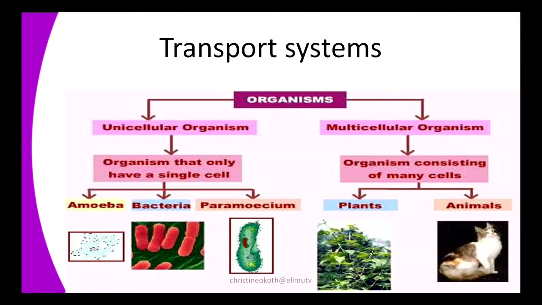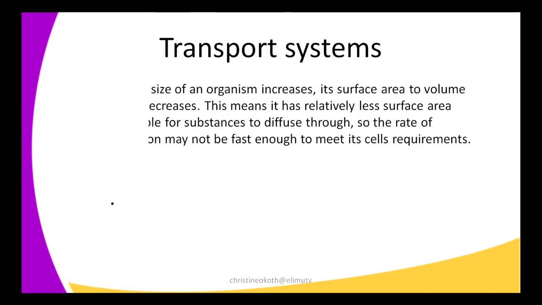Their transport system is different from the multicellular organism. So what are these multicellular organisms? From the word multi, which means many. So these are organisms which consist of many cells. For example, we have plants and we have animals. So the transport systems of these two different organisms are different, and we're going to look at how their transport systems are different.